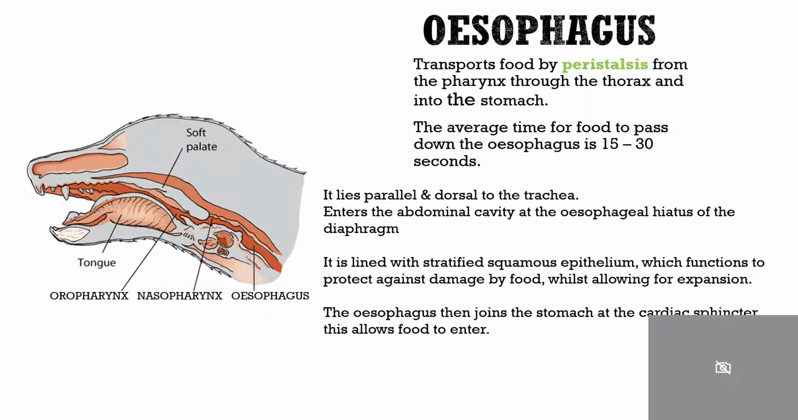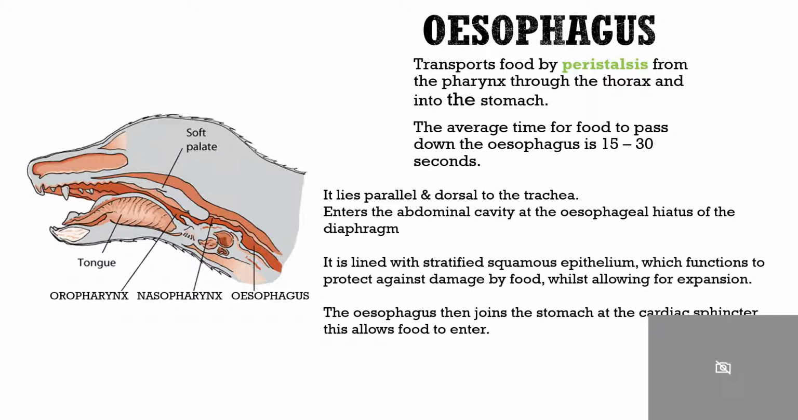I have provided an image to the left-hand side of the slide depicting the position of the pharynx, which is broken into the oro and nasal pharynx, and also the esophagus. The esophagus itself transports food by what we term peristalsis, onwards from the pharynx, through the thorax and into the stomach.